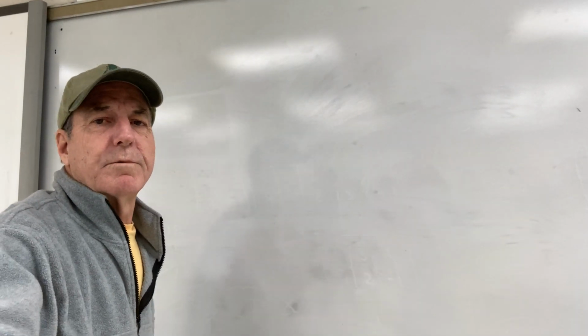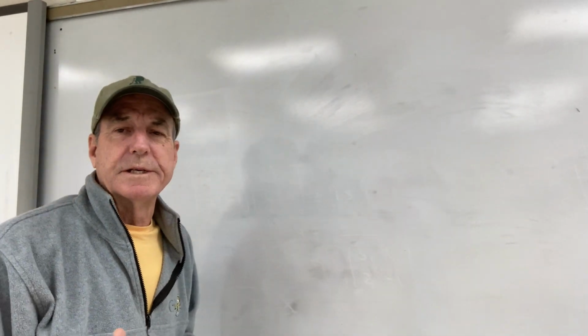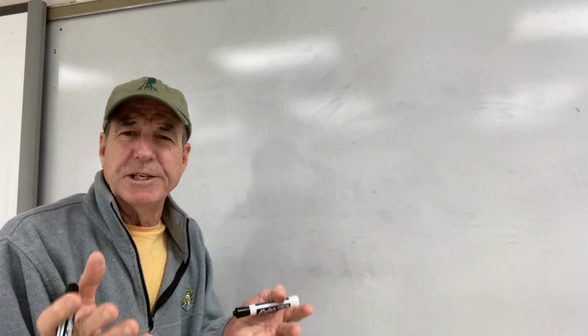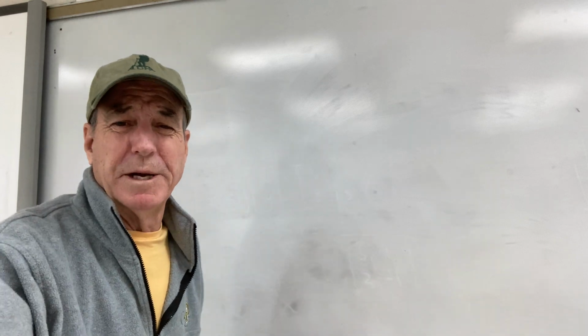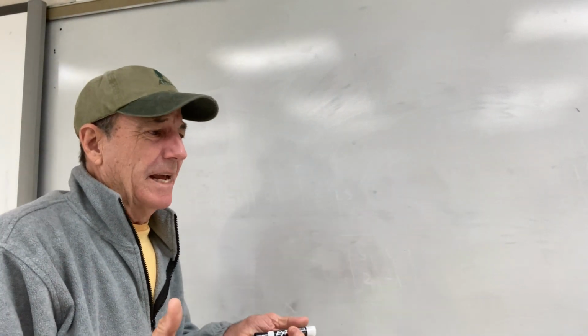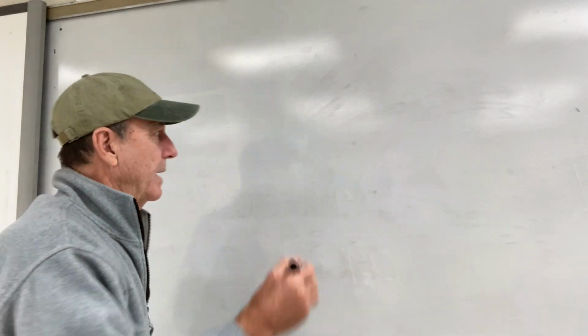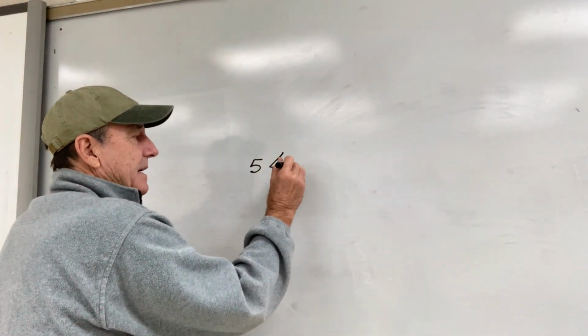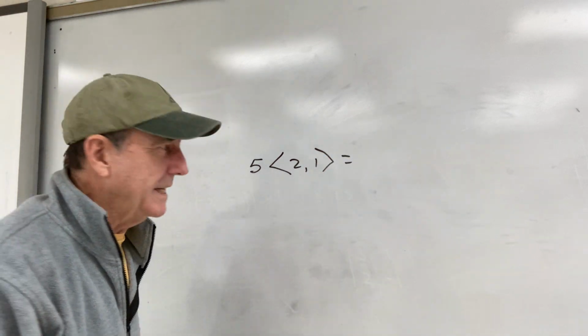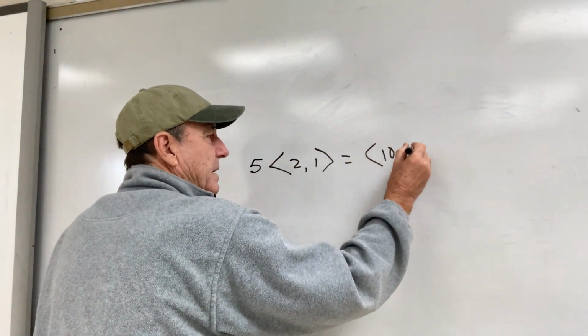Okay, so we've learned how to multiply matrices. Addition, subtraction, scalar multiplication of matrices is pretty straightforward. That's just the same as in vectors, right? So if you had 5 times (2, 1), we know how to do scalar multiplication of vectors, easy: (10, 5).